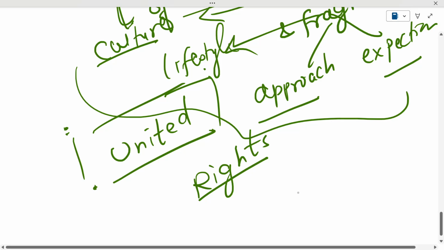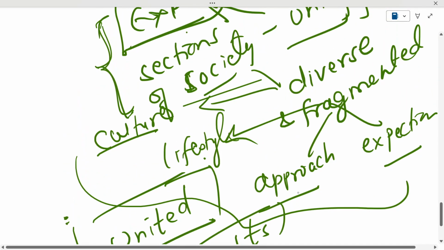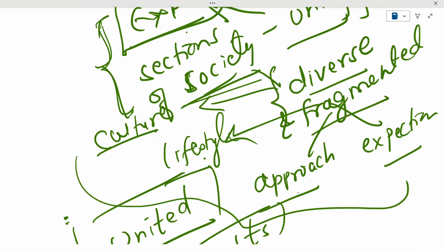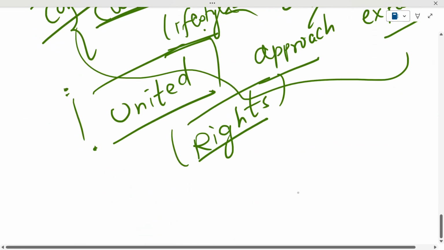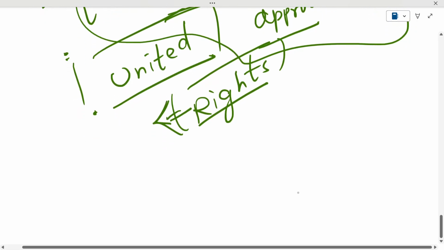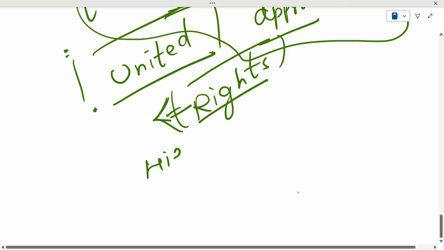As I already told you multiple times, Indian society was a highly fragmented and diverse society. Different sections of people could not come together because there were a lot of differences in their cultures, lifestyle, approach, worldview, opinion, and perspective. So they were different people, and different people could not come together unless they had common grounds.